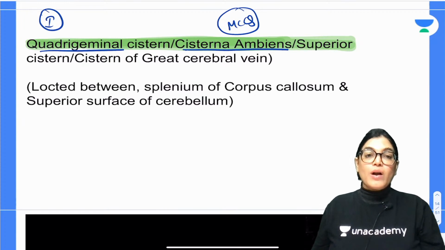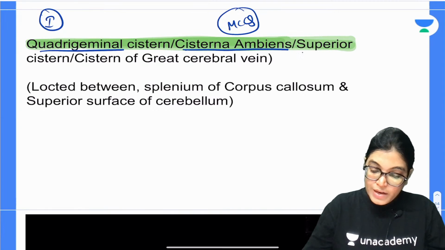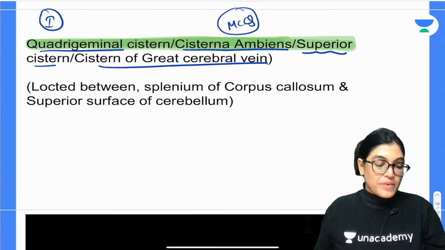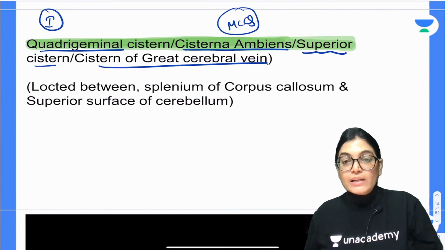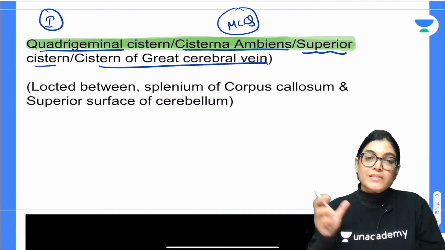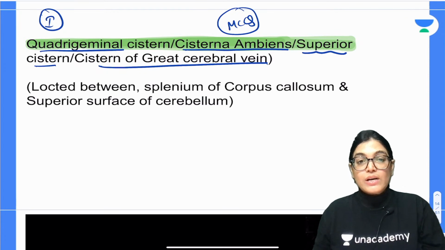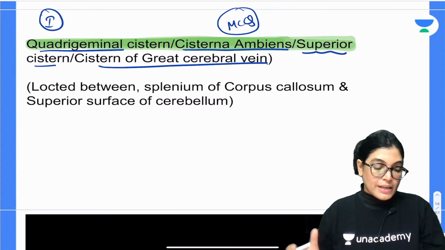The other names of the quadrigeminal cistern: it is also called Cisterna ambiens, the superior cistern, or the cistern of the great cerebral vein of Galen. All these are the names of a single cistern. The quadrigeminal cistern, the Cisterna ambiens, the superior cistern, the cistern of the great cerebral vein of Galen, all these are names of a single cistern.